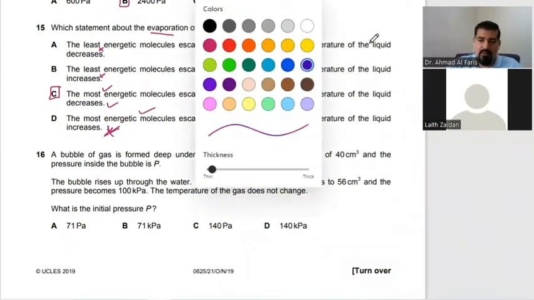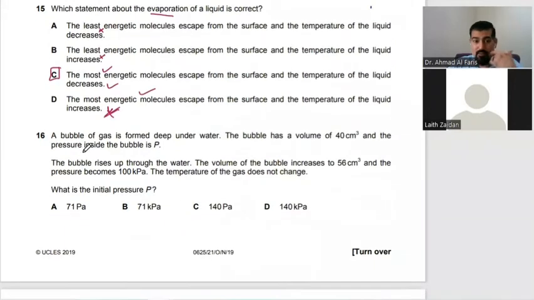You can see that some of the questions we can answer in less than 20 seconds as we read the question. Question 16. A bubble of gas is formed deep underwater. The bubble has a volume of 40 centimeter cube and the pressure inside the bubble is P. Now we know that the pressure inside and outside have to be equal, so the size of the bubble remains the same. So this is V1 and this is P1. Why do I use this one? Because they will ask about the change in pressure or the change in volume.